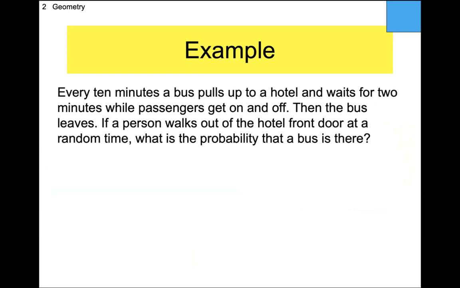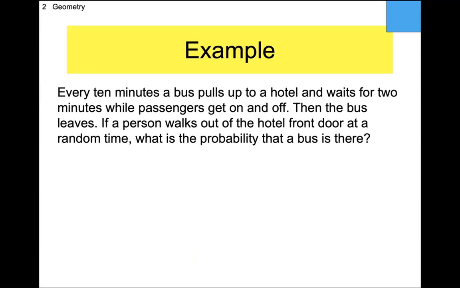And one of the ones that you might even question, why is this a geometric probability question? So as we read this, it says every 10 minutes, a bus pulls up to a hotel and waits for 2 minutes while passengers get on and off. Then the bus leaves. If a person walks out of the hotel front door at a random time, what's the probability that the bus is there? You're like, where's the geometry? Am I supposed to be drawing a bus and a building and some doors?